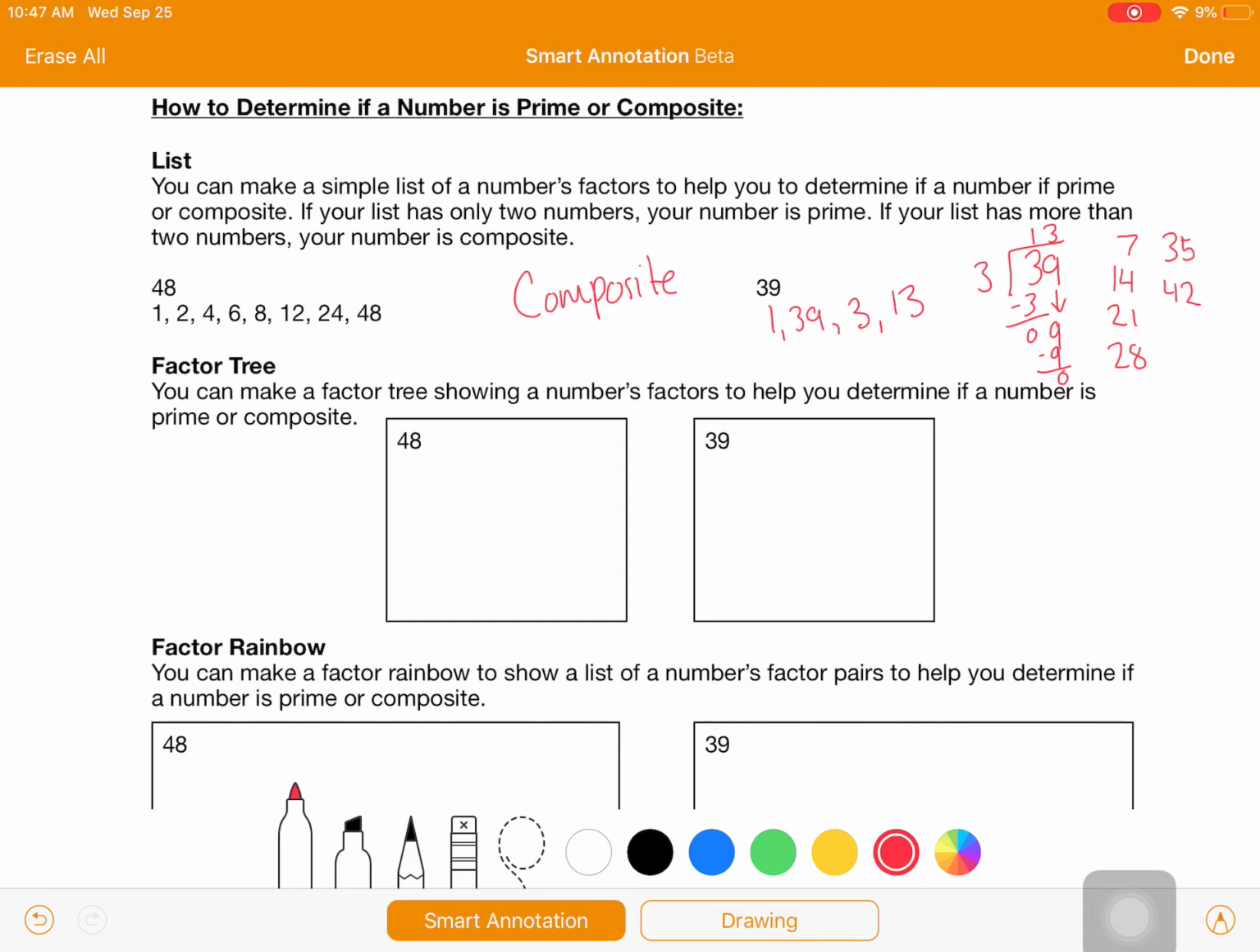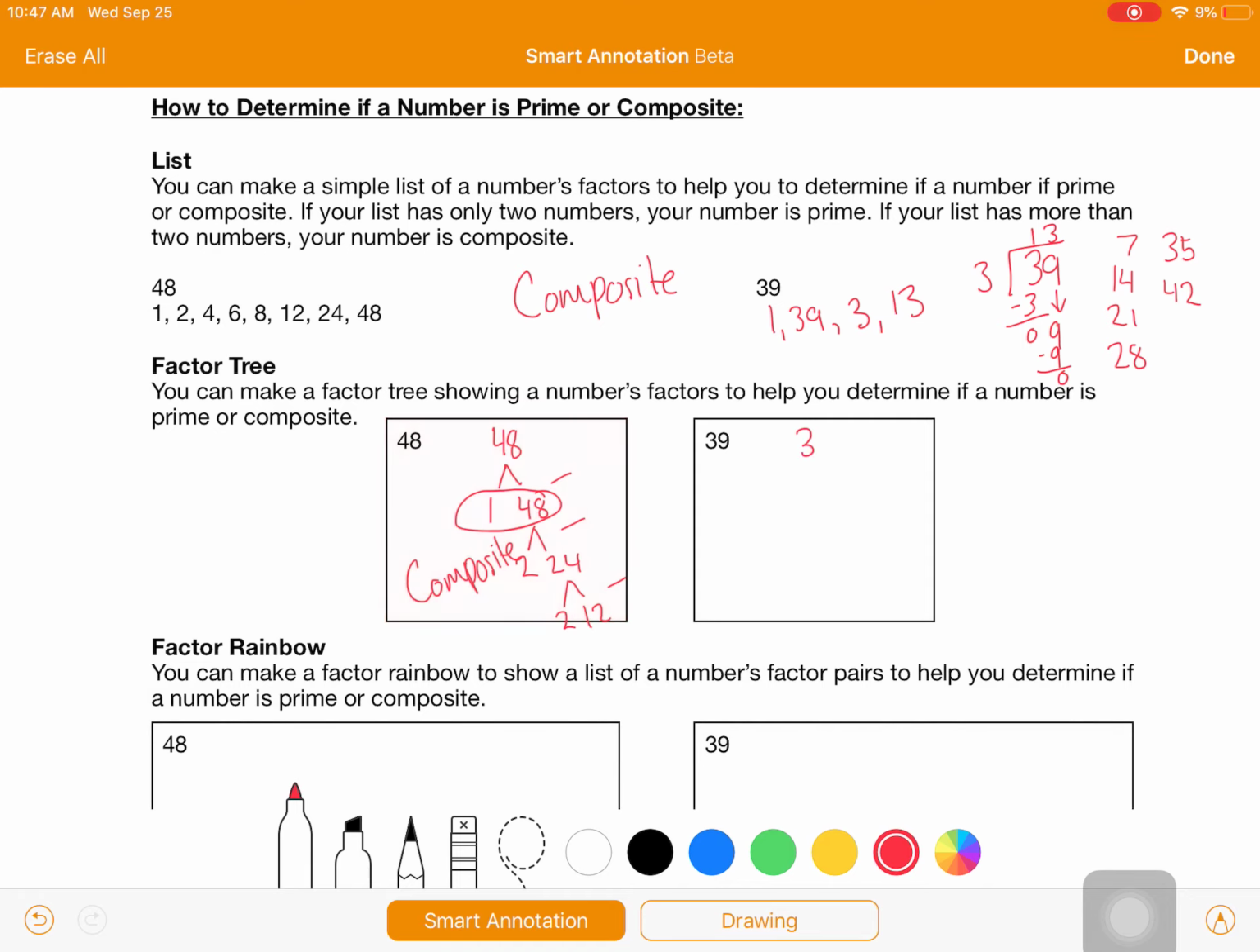A factor tree is also a way of showing a number's factors to help you to determine if it is prime or composite. So I start out with my number up at the top and then I start making some branches. 1 times 48 equals 48. 2 times 24 equals 48. 24 can be divided by 2 evenly, so 2 times 12 is 24. I could keep going, but automatically, because I have more than just those two branches, this is a composite number because I have 1, 2, 3, and I could keep going.